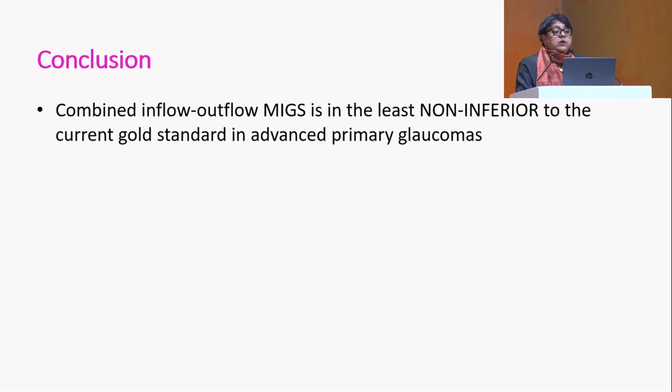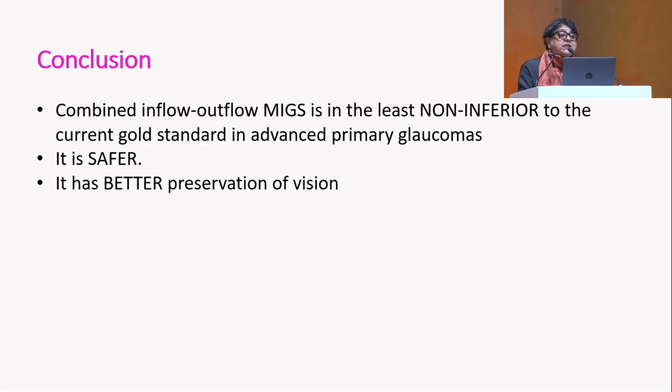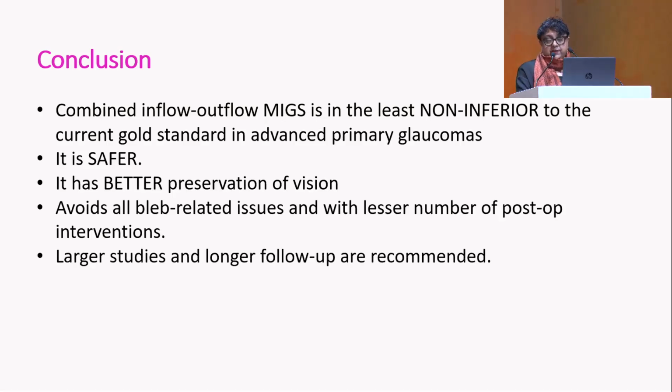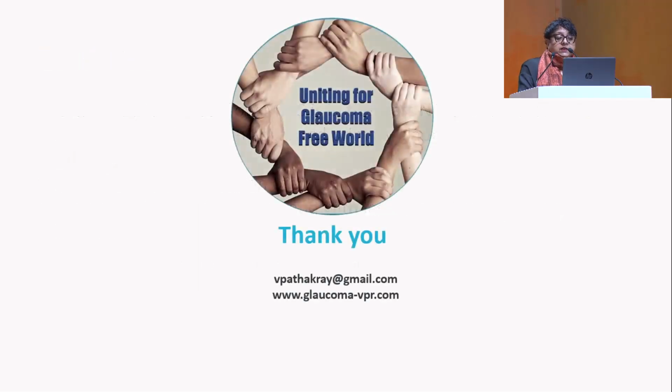I would conclude that combined inflow-outflow MIGS along with phacosurgery is at the least non-inferior to the current gold standard in advanced primary glaucomas. It is not only much safer, but it has better preservation of vision and avoids all bleb-related issues, with a lesser number of post-operative interventions. Of course, larger studies and longer follow-up are recommended. Thank you.